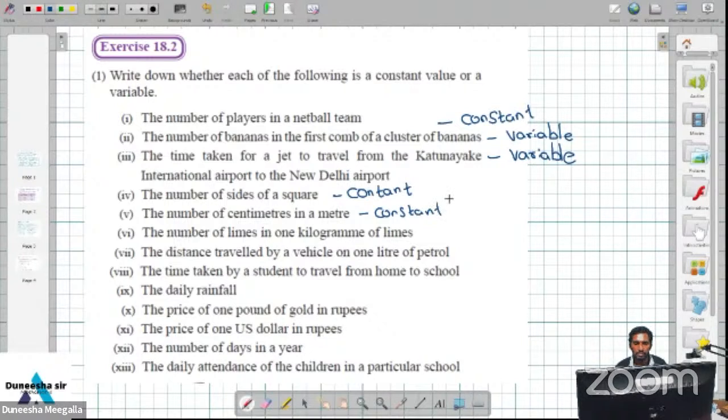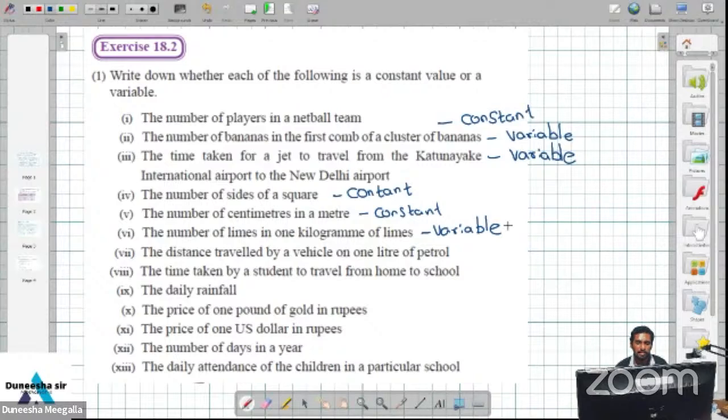Number of limes in 1 kilogram of limes. Is it a variable or constant? Variable. Yes, it's a variable. අපි ලයිම් කියන්නේ දෙහි ගෙඩි. කිලෝග්‍රෑම් එකක තියෙන දෙහි ගෙඩි ගාන වැඩි වෙන්නත් පුළුවන් අඩු වෙන්නත් පුළුවන් නේද? පොඩි ගෙඩි නම් ගොඩක් වෙනවා නේද?